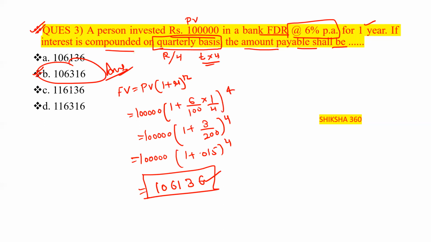Sorry, in this question, 6136 is the answer. They have 6316. So please correct this; this one is the correct answer. By mistake I went with option B. So please correct it. Option A is the correct answer here.